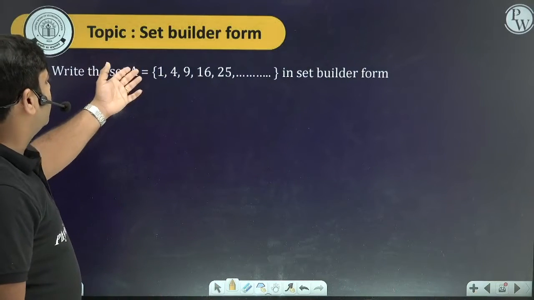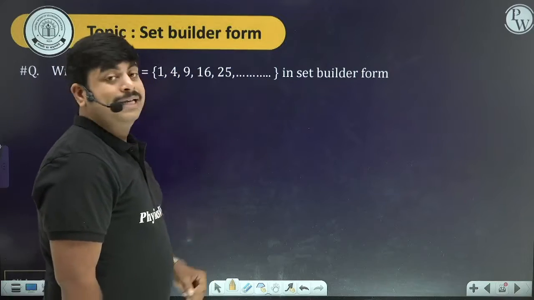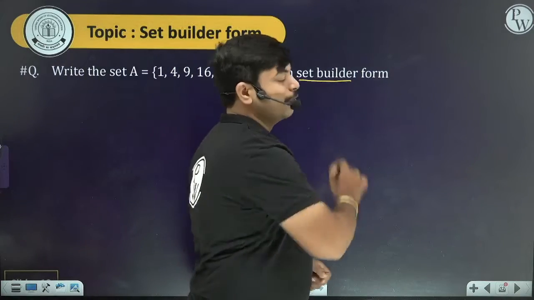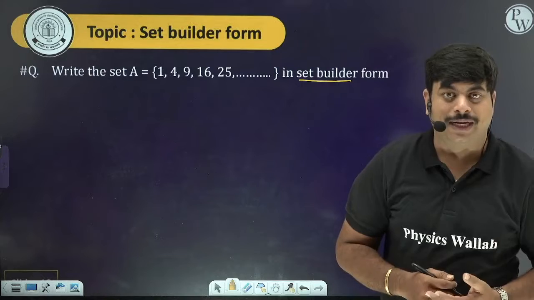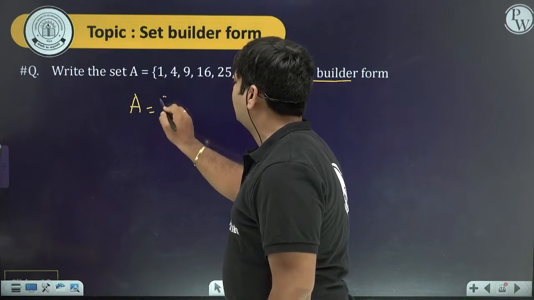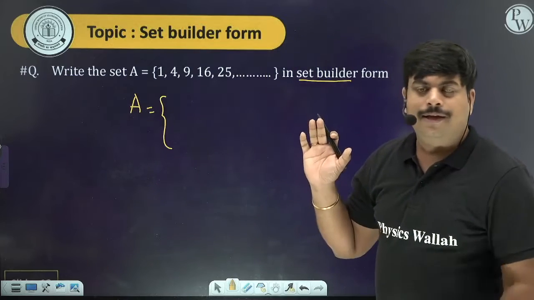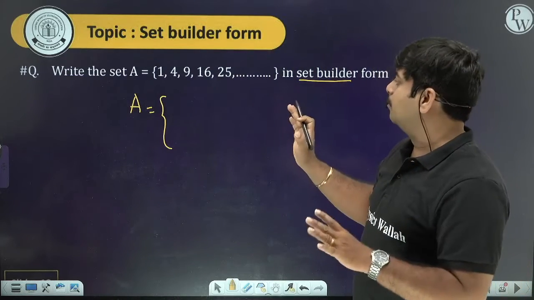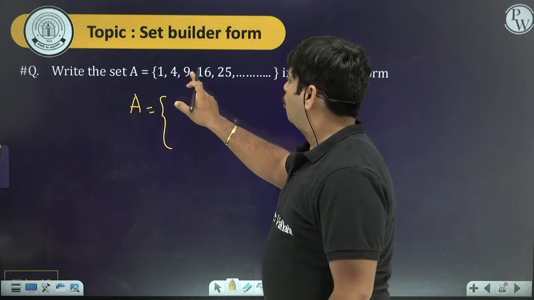Now, write A is equal to 1, 4, 9, 16, 25 and so on in the set builder form. So how are we supposed to write? Again, the same thing. Let us take A is equal to, if you carefully observe the pattern of the numbers, it is 1, 4, 9, 16.